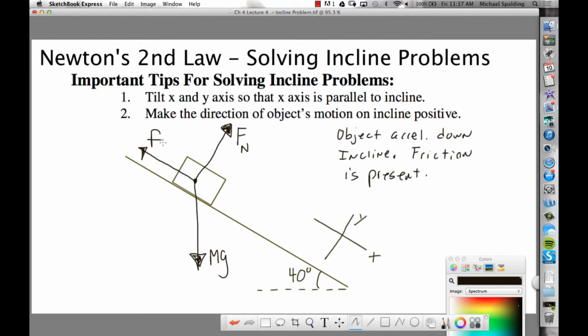Now in the homework set, you're going to have problems where the object is going up the incline. Which way would friction be if the object is moving up the incline? Friction would be pointing back like that. Friction is opposite motion parallel to the surface. Okay? So there's our friction. And friction is still equal to coefficient times normal force.